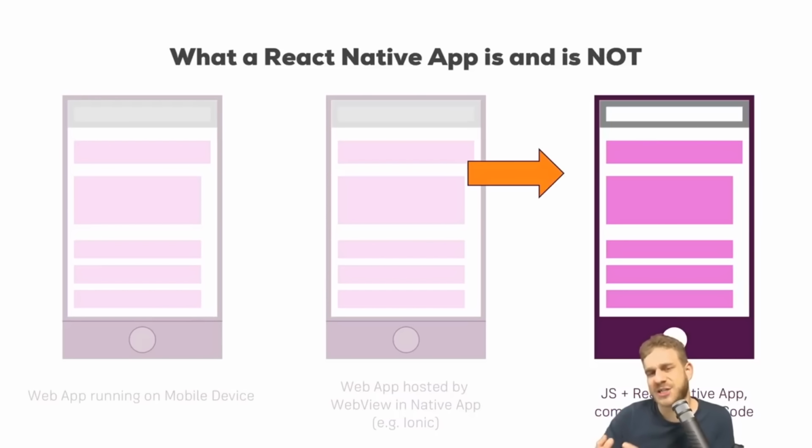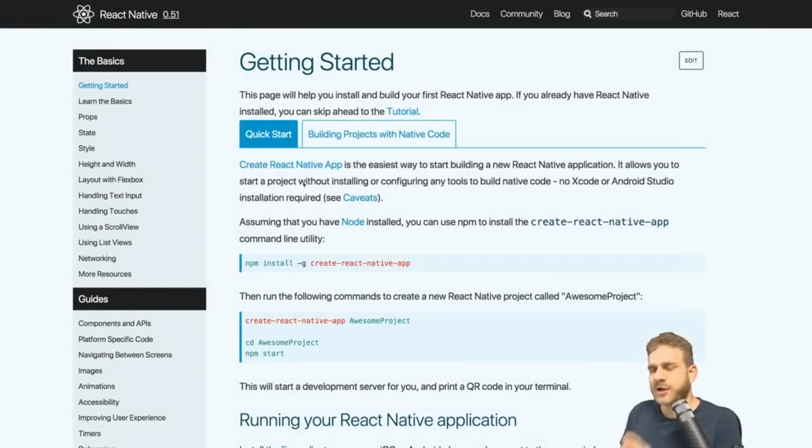So why don't we just get started and build our first React Native app? To get started with building React Native apps, I recommend the official docs, to which you can find a link in the video description. There's a getting started page, and for now we'll go with the quick start, though we'll soon go into a more elaborate project setup.